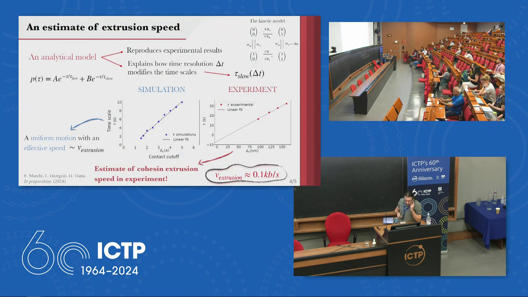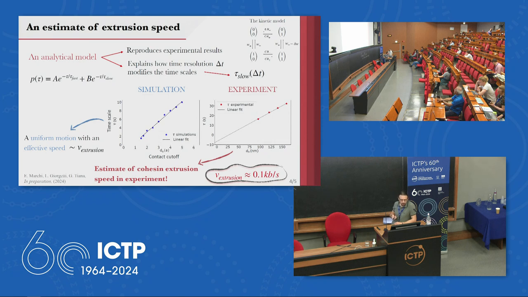What we did was introducing an analytical model based on a Markov chain that describes the formation and disruption of contacts in chromatin. Unfortunately, there's no time to go into details about the models, but you can trust me that the model is able to explain the experimental results, meaning that we get the distribution as a sum of two exponentials, and also it explains how time resolution is able to modify the time scales observed.